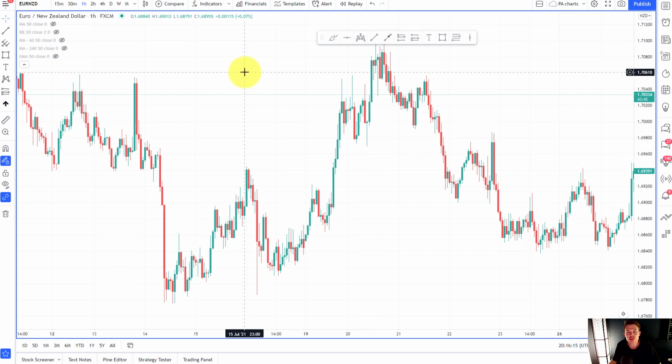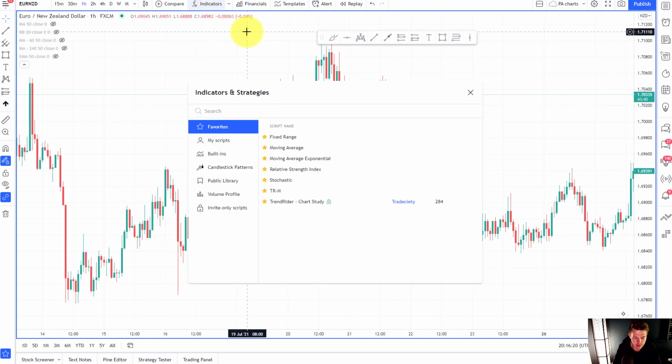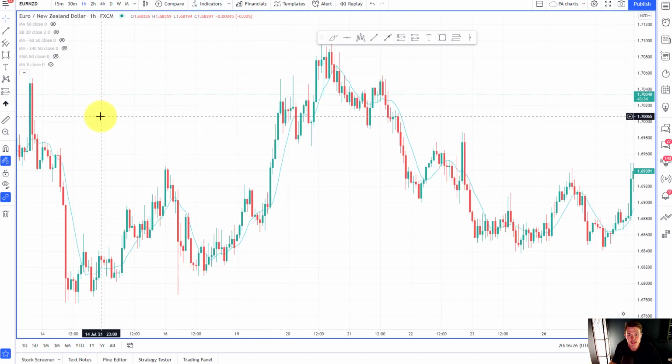The way you set this up in TradingView is actually quite simple. So we go here to indicators, and then you just type in moving average, and then here it comes up. You can either use EMA or MA, doesn't matter. And then it is added to your chart. First, it's a regular 9 period by default.